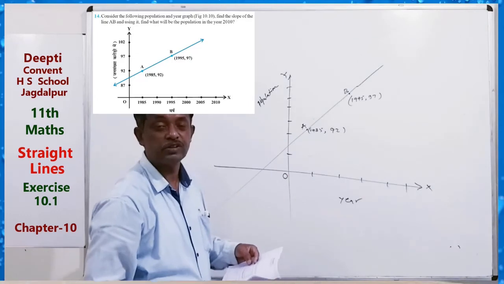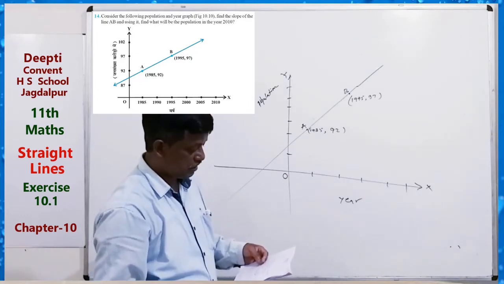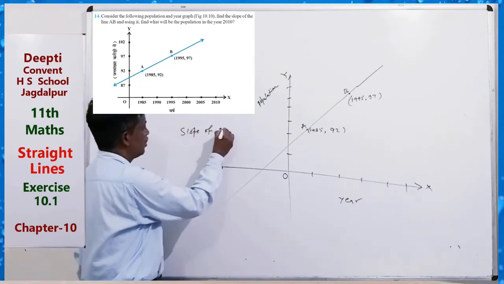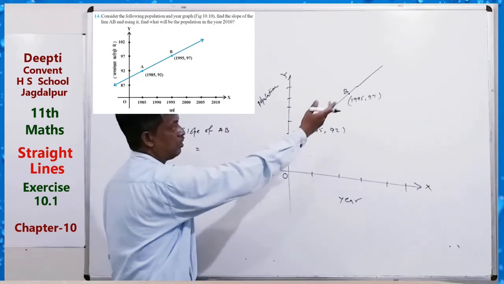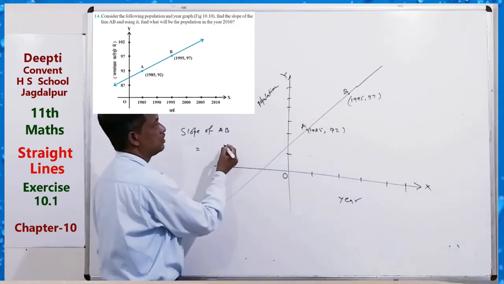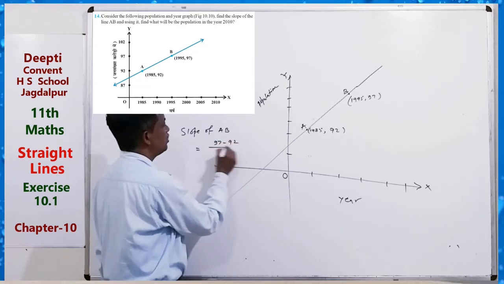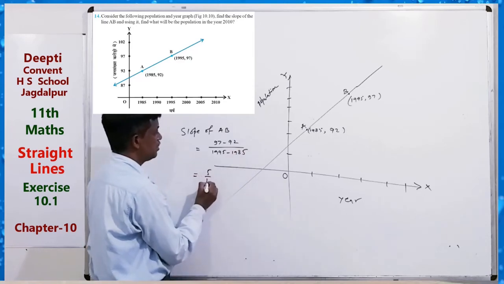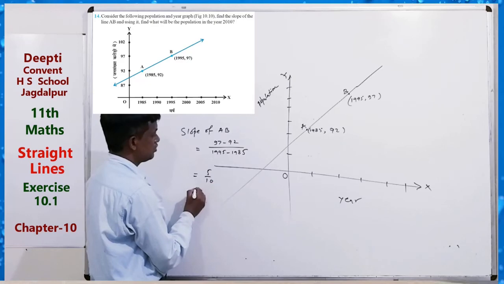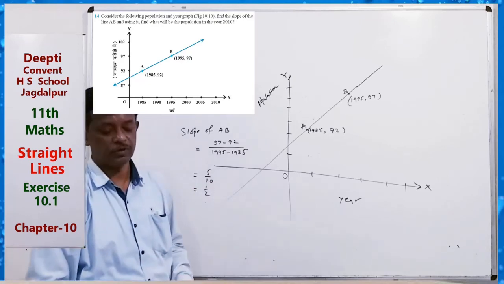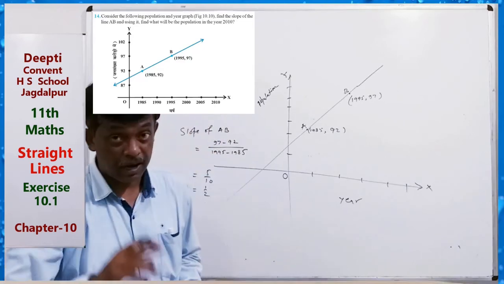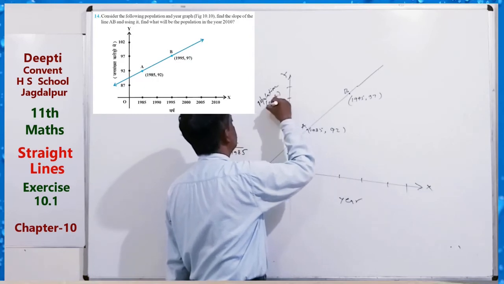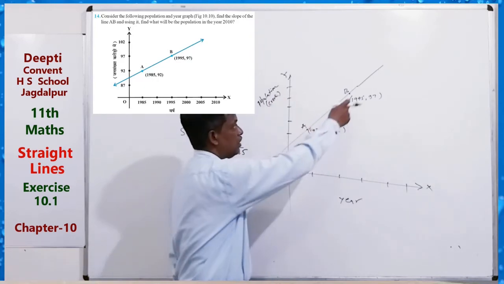We have to find the slope of this line. Slope of AB equals y2 minus y1 upon x2 minus x1. y2 means 97 minus 92 upon 1995 minus 1985. So 5 by 10 equals 1 by 2. So the slope is 1 by 2. And we have to find the population. This is 92 crore in this year, 97 crore in this year.